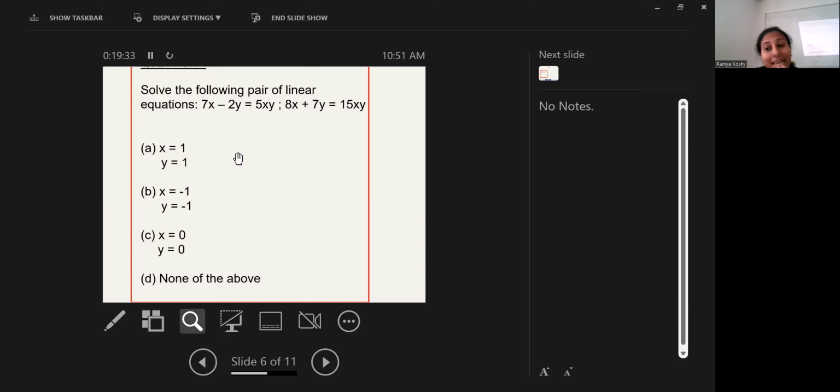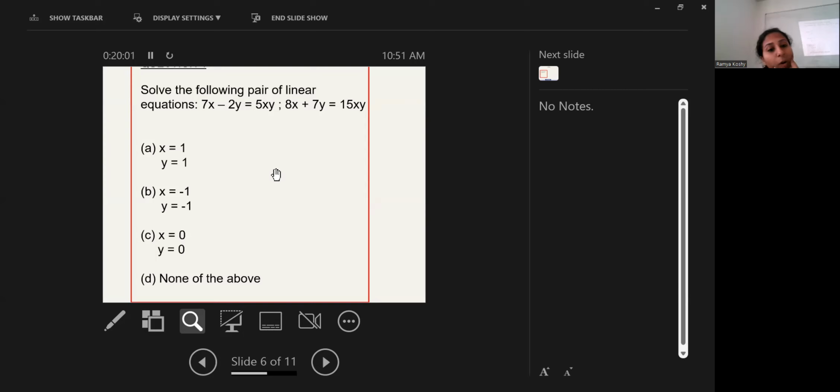Substitution is the recommended method, correct. For linear equation questions, the recommended method is to substitute options instead of fully solving. But here, some of you in haste may think the answer is option C. But option A also satisfies, because when I substitute x equals 1, y equals 1, 7 minus 2 is 5, 8 plus 7 is 15.